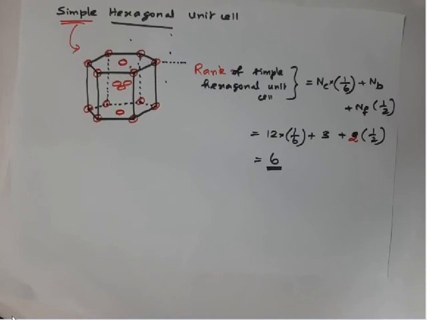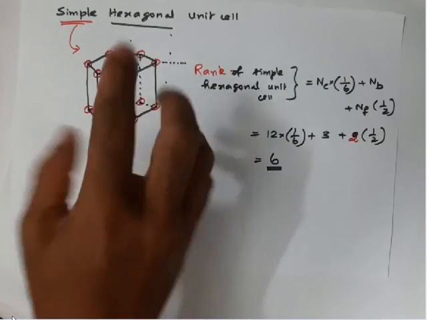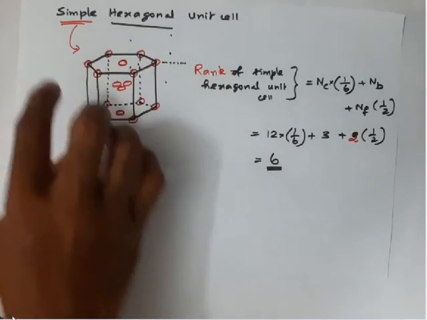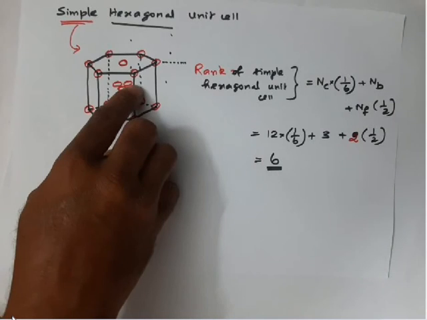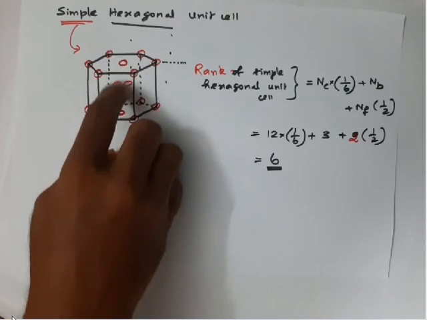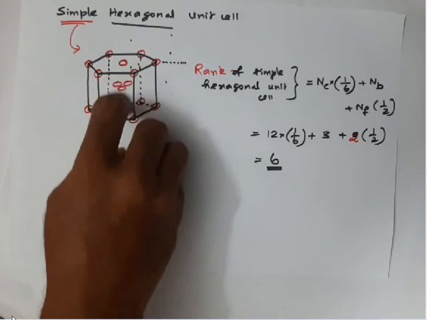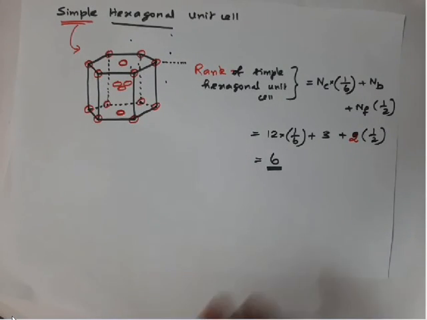In the case of a cubic unit cell, if only corners are occupied, we call that unit cell a simple cubic unit cell or simple unit cell. Whereas in hexagonal, the simple unit cell has all the corners occupied by atoms, then 3 particles at the body center, and 2 at the face center, that is, the hexagonal face centers. So the rank for the simple hexagonal unit cell is 6. Remember this, very important. Is it clear up to this? Any doubt, students? No doubt.